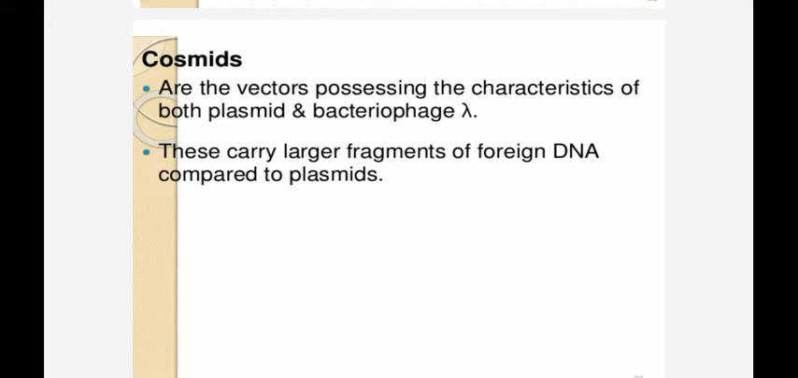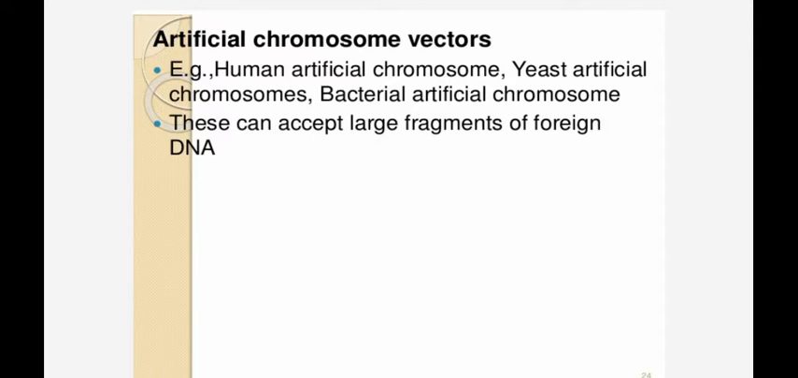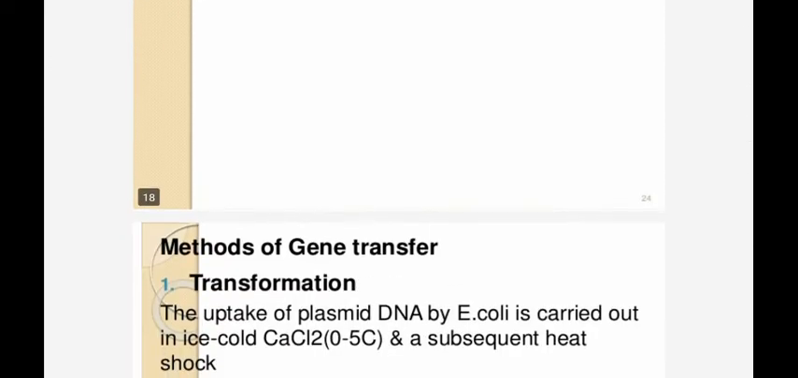Next, cosmids. Cosmids are vectors possessing the characteristics of both plasmid and bacteriophage lambda. These carry larger fragments of foreign DNA compared to plasmids. Next, artificial chromosome vectors, for example, human artificial chromosome, yeast artificial chromosomes, bacterial artificial chromosome. These can accept large fragments of foreign DNA.